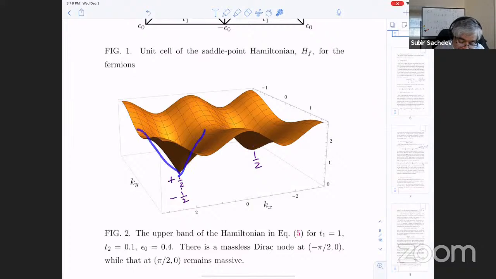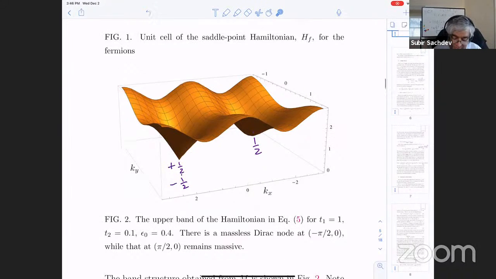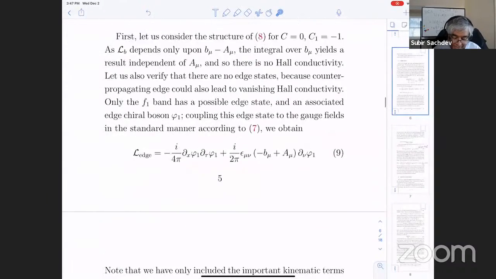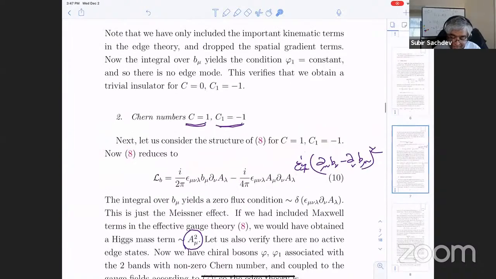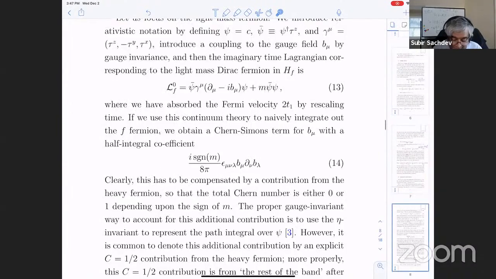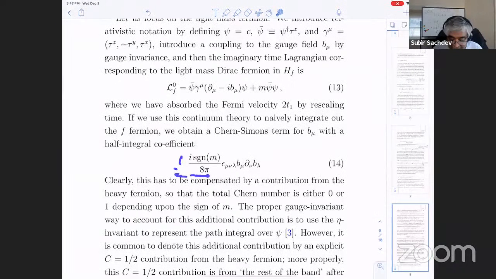goes all the way to infinity, and just put in a half from the rest of the band to make everything integral. Okay, so that's the condensed matter fudge. You say we're going to put in a half, but if you run into trouble, just remember you have to go back to the lattice. So we add another term, another half Chern-Simons term from the other Dirac cone, which is massive, of the F band.